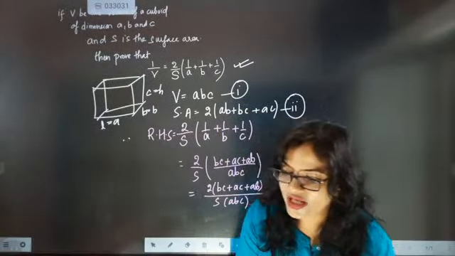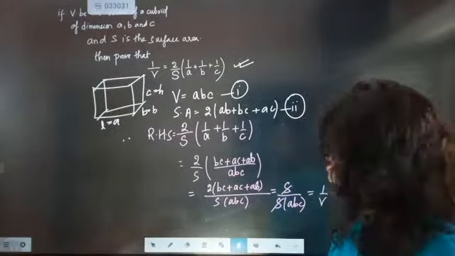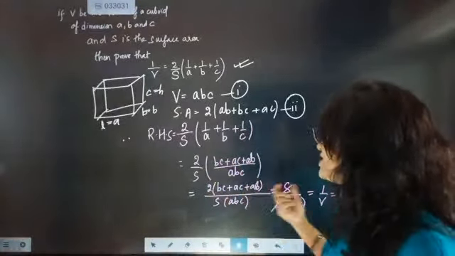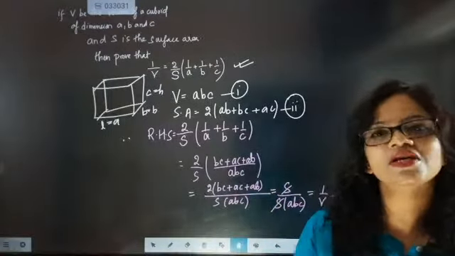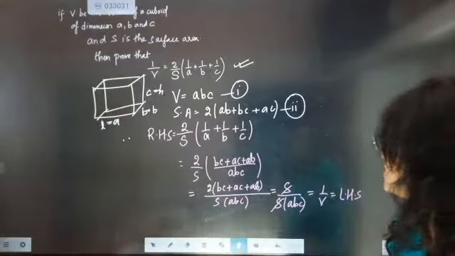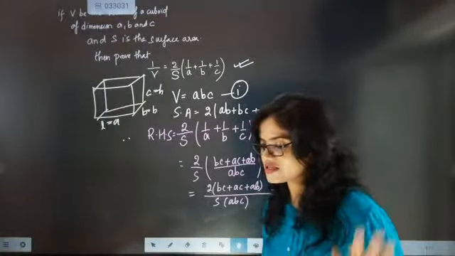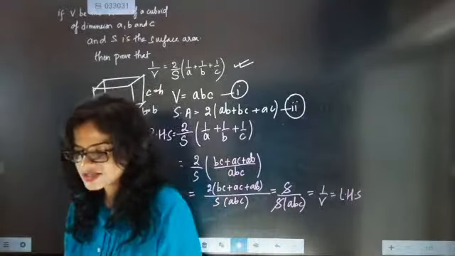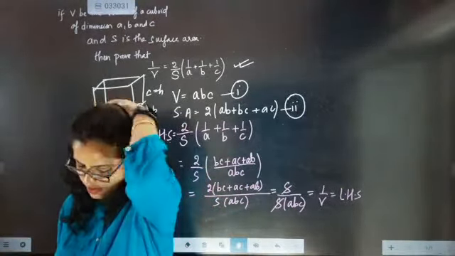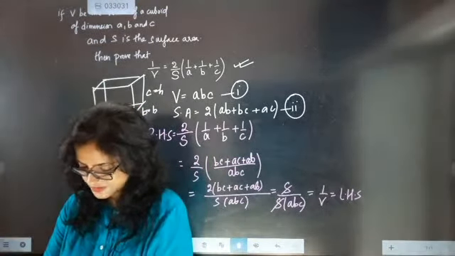Fine. And once you are able to take the LCM, trust me, nobody can stop you after that. So here 2(AB plus BC plus AC) is coming, and that is nothing but the surface area. So surface area cancelled each other. So 1 by ABC is nothing but 1 by V, and 1 by V is equal to LHS. That's it. Story over. You will be able to do it. No time you took. So shall we go for the next question, please?